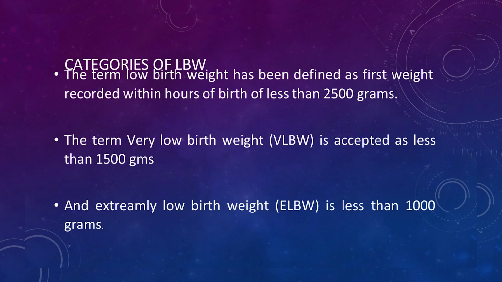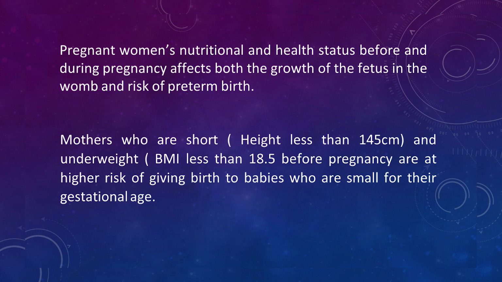Normally we label low birth weight when the weight is below 2500 gram, but if it is less than 1500 gram, then we call it a very low birth weight baby, and if it is less than 1000 gram, then we label it as an extremely low birth weight baby. The pregnant woman's nutritional and health status before and during pregnancy affect both the growth of the fetus in the womb and the risk of preterm birth.